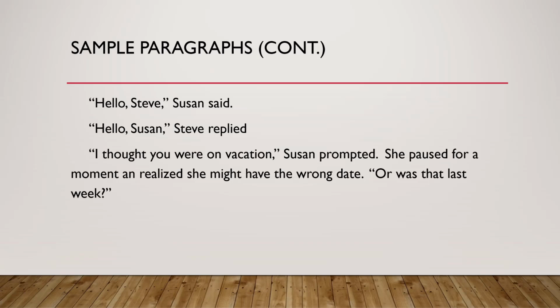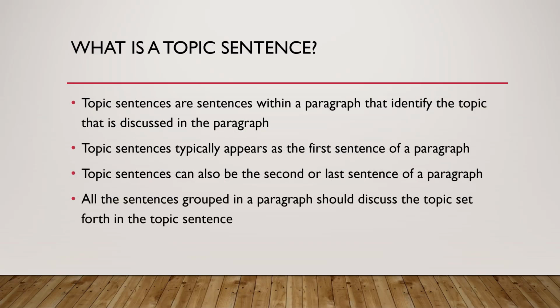So that's the rules for paragraphs. Keep everything related to a particular topic in one paragraph and break paragraphs when different people speak and between the speakers. Now, what is a paragraph about? Well, you usually identify what a paragraph is about by including a topic sentence. Topic sentences are sentences within a paragraph that identify the topic that is discussed in the paragraph. Topic sentences typically appear as the first sentence of a paragraph. They can also be the second or the last sentence of a paragraph.